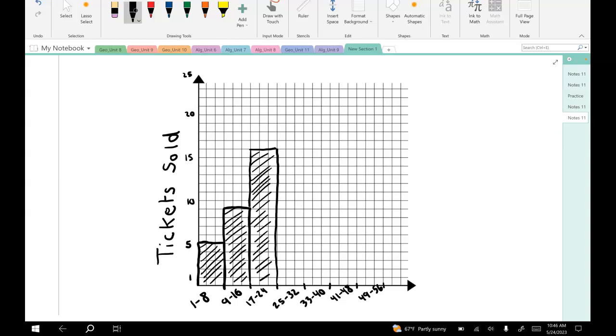25 through 32, that one goes all the way up to 25. So that's going to be our highest one. I know it's difficult. Try to follow your lines, make them as straight as possible so you have nice straight towers. $33 to $40 happens 20 times, and now our labels are really helping us. Go all the way up to 20.